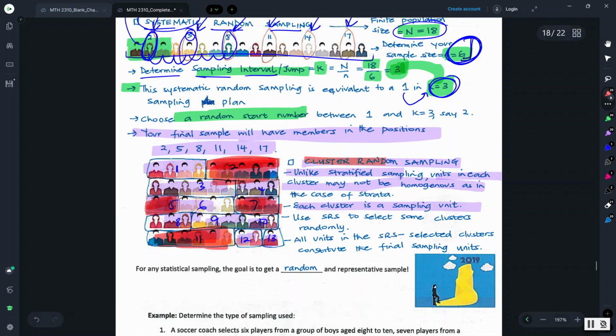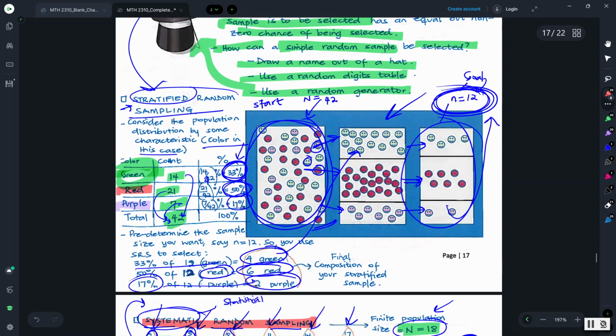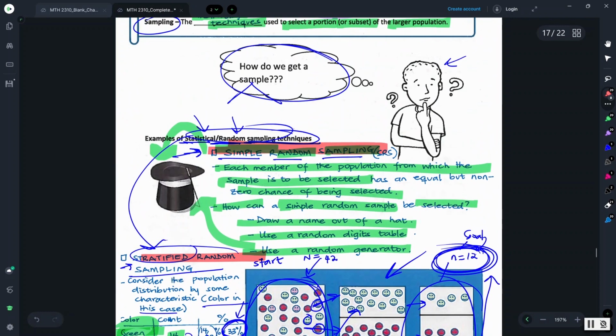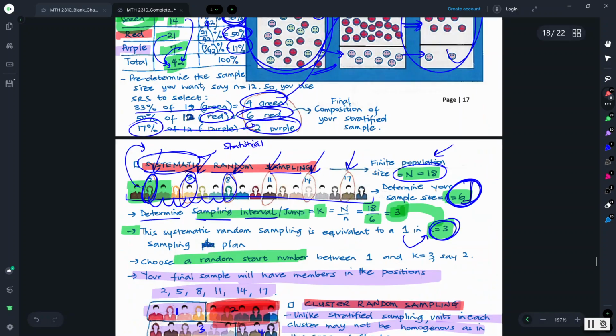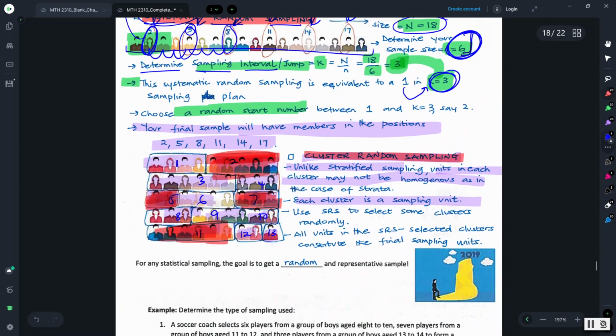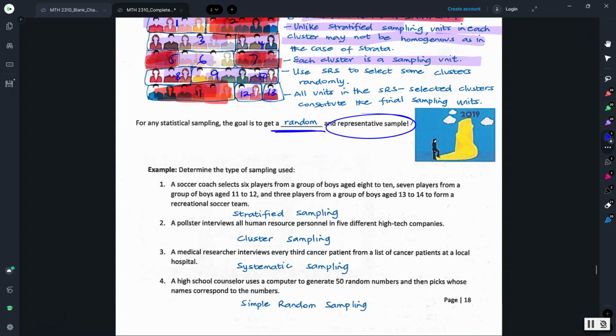So, cluster random sampling, systematic random sampling, stratified random sampling, and simple random sampling, again, are all examples of statistical or random sampling techniques. Why? It is because when you use these types of sampling plans, you tend to get a random and representative sample from the population. So let's test our understanding.